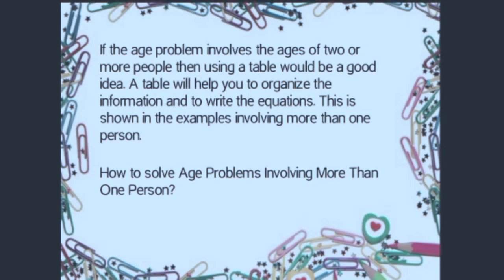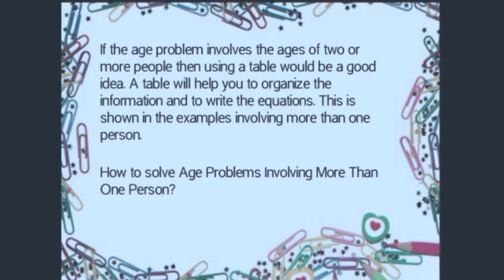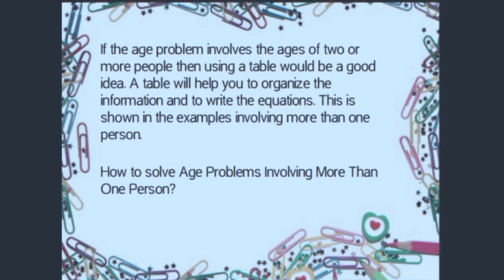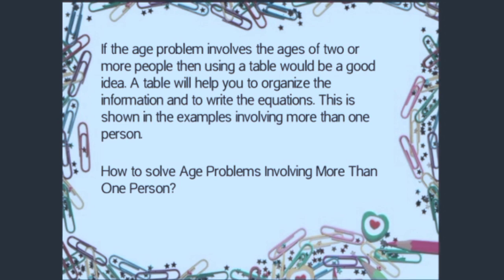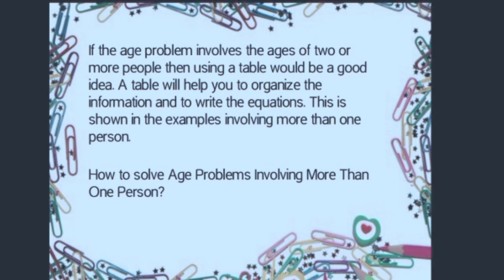If the age problem involves the ages of 2 or more people, then using a table would be a good idea. Kasi itong table na to is mas madaling maintindihan kapag naka-table. So, we better use the table method. A table will help you organize the information and write the equations. So, the table summarizes everything in the problem. This is shown in the examples involving more than one person.